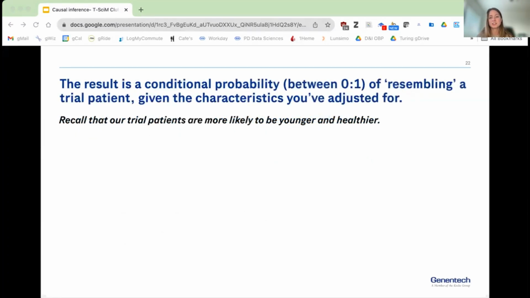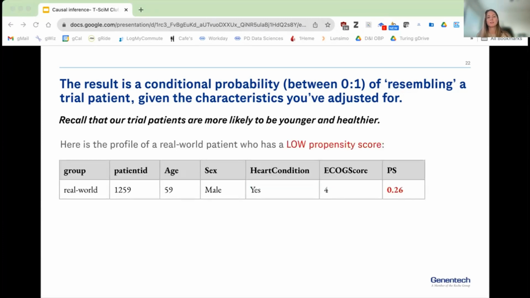The result is a conditional probability, a number between 0 and 1, of resembling a trial patient, given everything you've adjusted for in your model. So recall that our trial patients are more likely to be younger and healthier than a real-world patient, because that's what I imposed in the simulation. When we develop this model, here's the profile of one of our simulated patients with a low propensity score. See that they're age 59, they have a heart condition, and a high ECOG score, which is between 0 and 5, so 4 is pretty high.